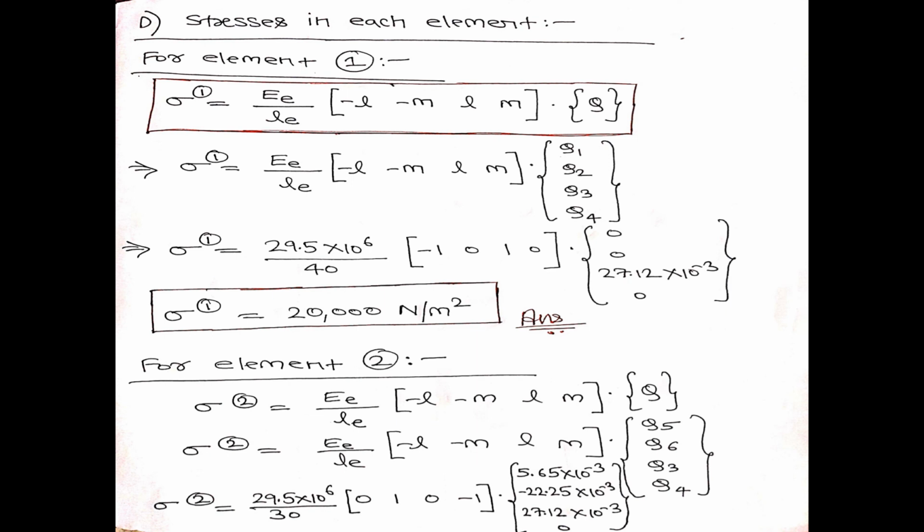So I know that the stress in any truss member is given by sigma is equal to E suffix small e, that is modulus of elasticity of the element, divided by L suffix small e, that is equivalent length of the element, 1 cross 4 matrix minus L minus M L M, where L is your cos theta, M is your sin theta, into global Q matrix. Q is your global nodal displacement vector.